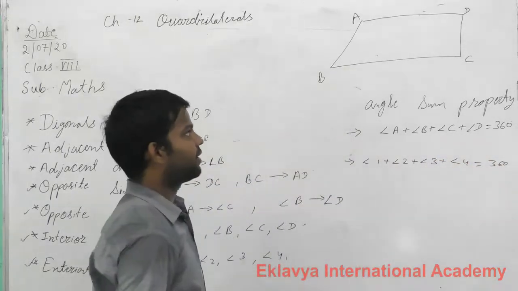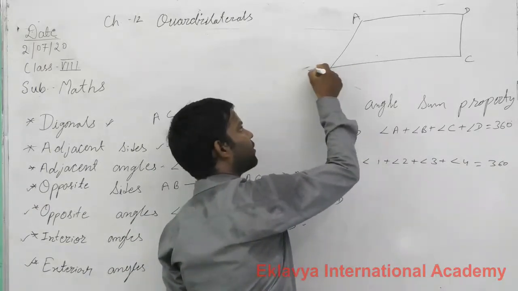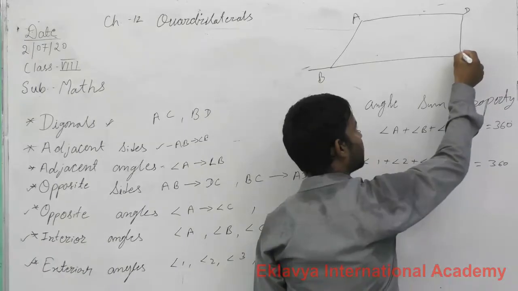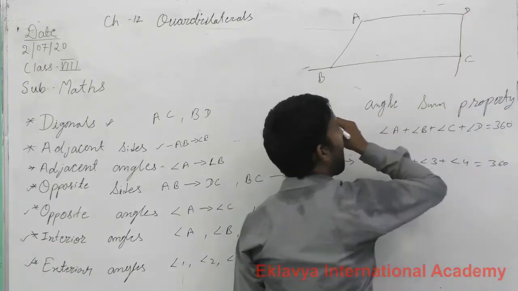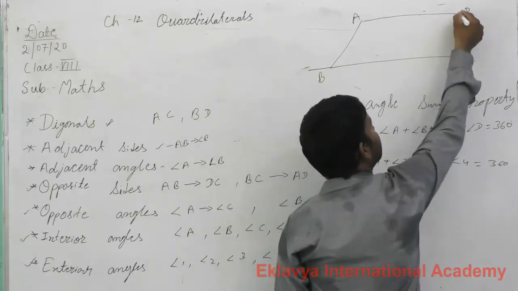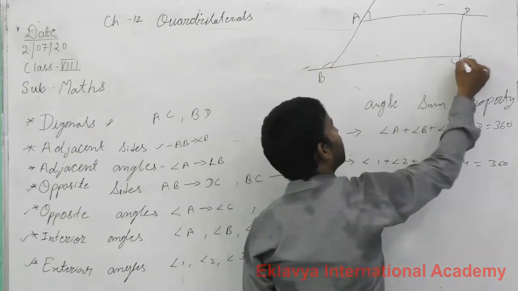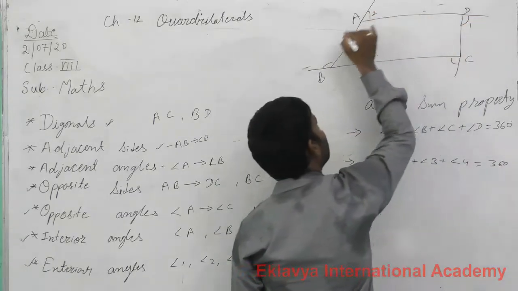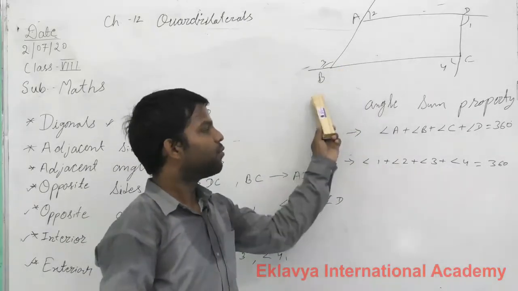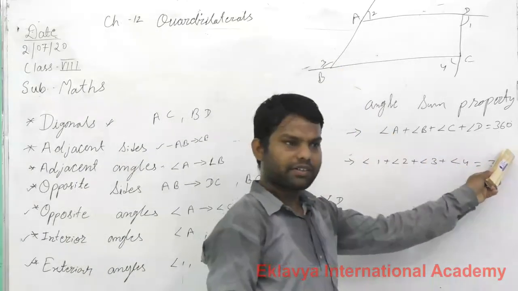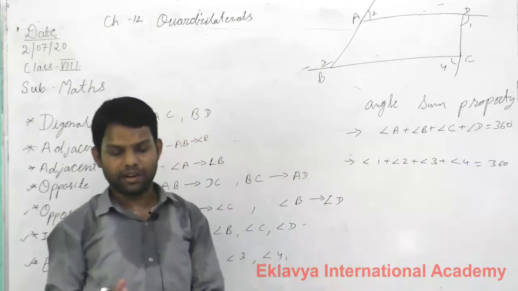In this figure we have angle 1, 2, 3 and 4. These are exterior angles, so we say sum of all interior angles is 360 degrees and sum of all exterior angles is also 360 degrees.